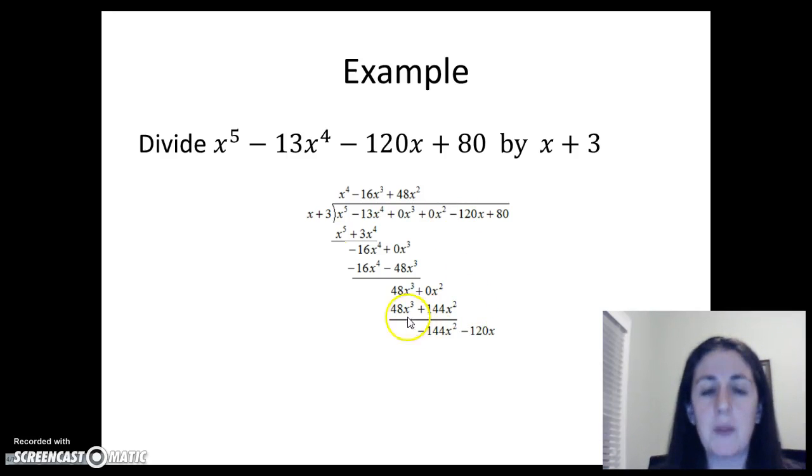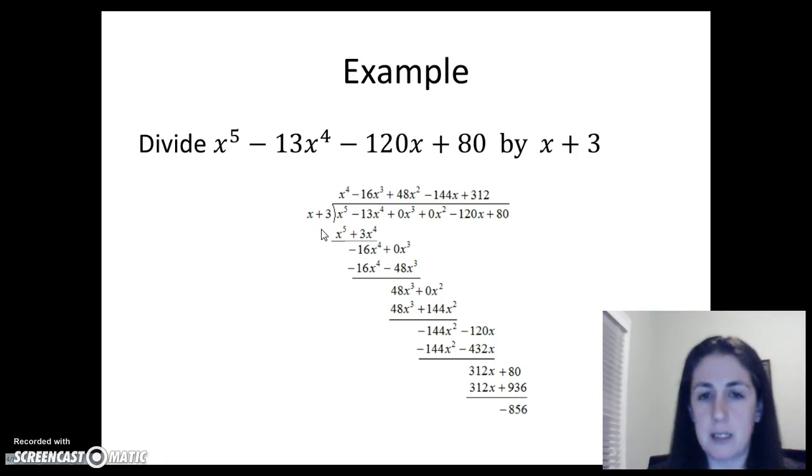Bring down the next term. x times what gives us negative 144x squared? That's negative 144x. Distribute the negative 144 to both of these and subtract completely. Negative 120 minus negative 432 becomes a positive 312. Bring down the next term. x times what gives us 312x? That's 312. Distribute completely, subtract completely, and we're left with a remainder of negative 856.